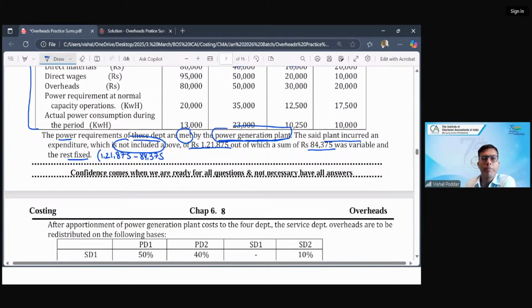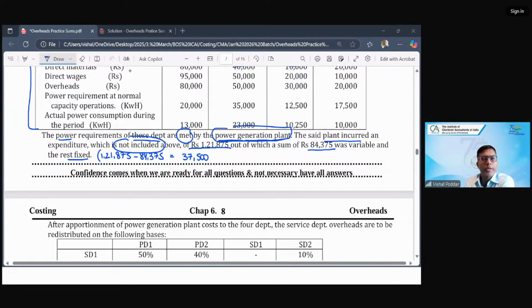This is variable. So the balance I get is fixed. I think it is 37,500. Yes, correct, Rajveer. Yes, Bunty. Yes, Shamli. Correct. Now, students, what is the special point of this sum?